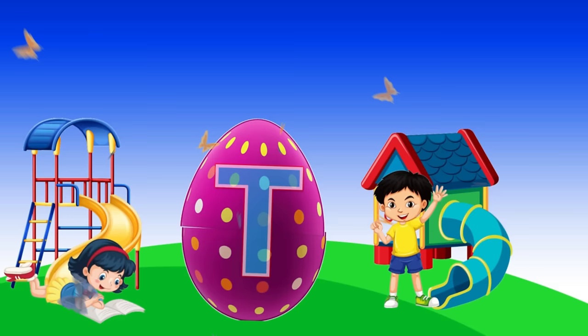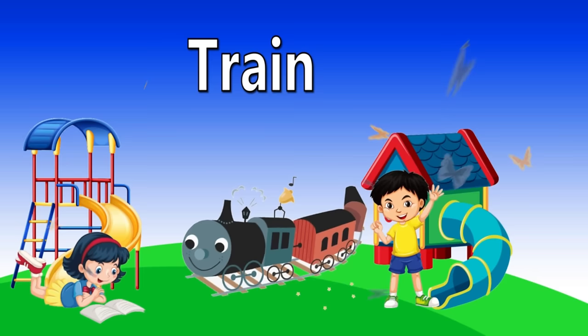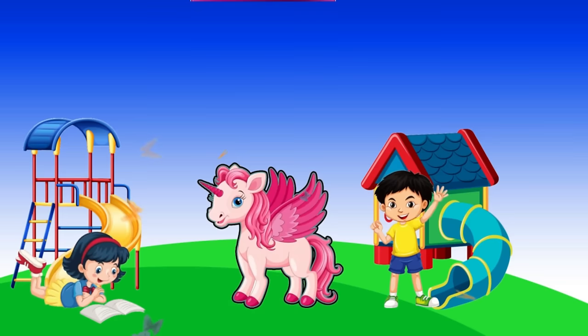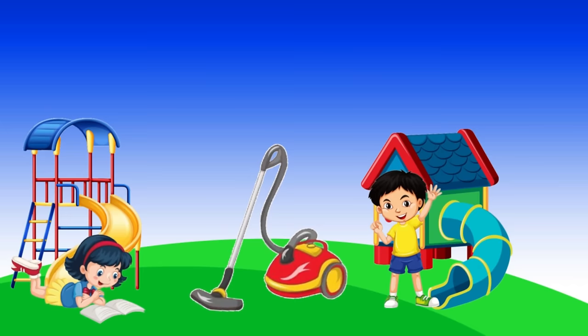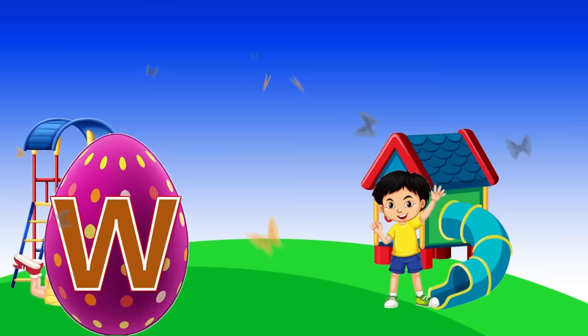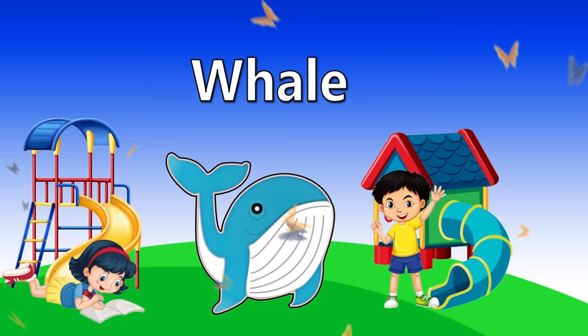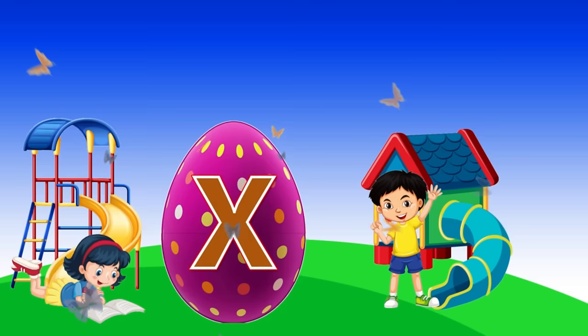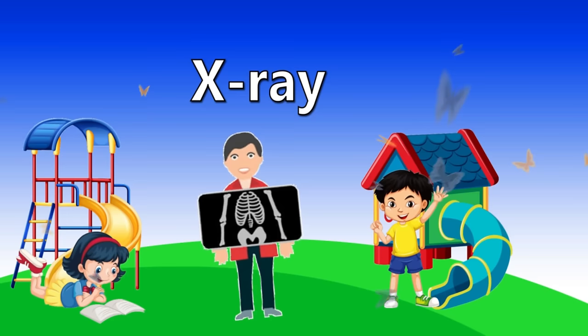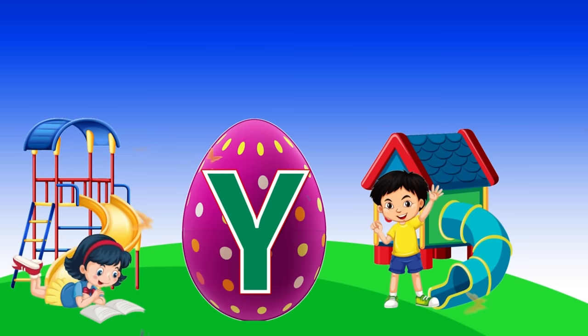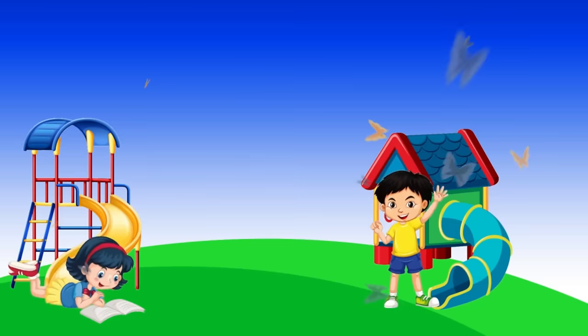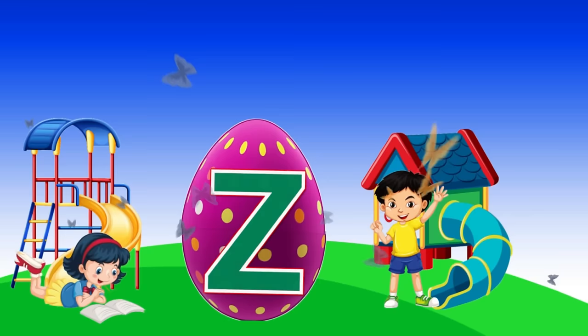T is for train. U is for unicorn. V is for vacuum. W is for whale. X is for x-ray. Y is for yogurt. Z is for zebra.